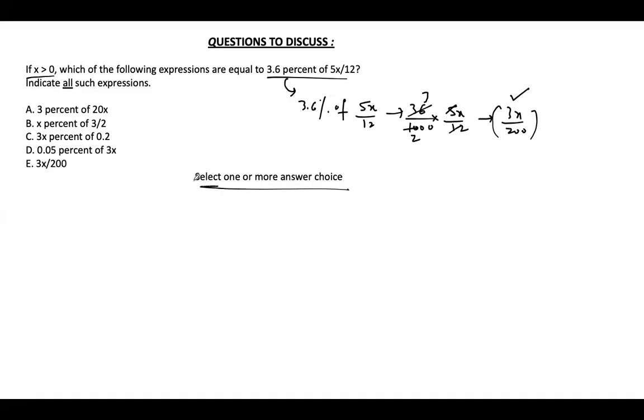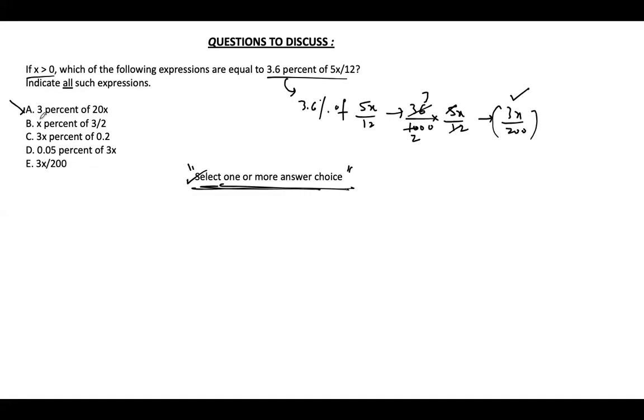The question is saying select one or more answer choices. In your examination, especially GMAT, you'll get only one answer, right? But here, I have given you one or more answer choices. These kinds of questions could come in GRE, wherein you can have one or more answer choices.